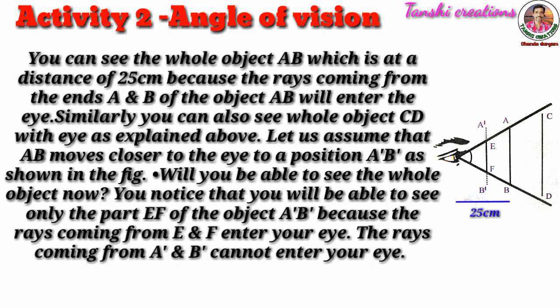Let us assume that AB moves closer to the eye to a position A dash B dash as shown in the figure. Will you be able to see the whole object now? You notice that you will be able to see only the part EF of the object A dash B dash, because the rays coming from E and F enter your eye. The rays coming from A dash and B dash cannot enter your eye. You see in the figure also.